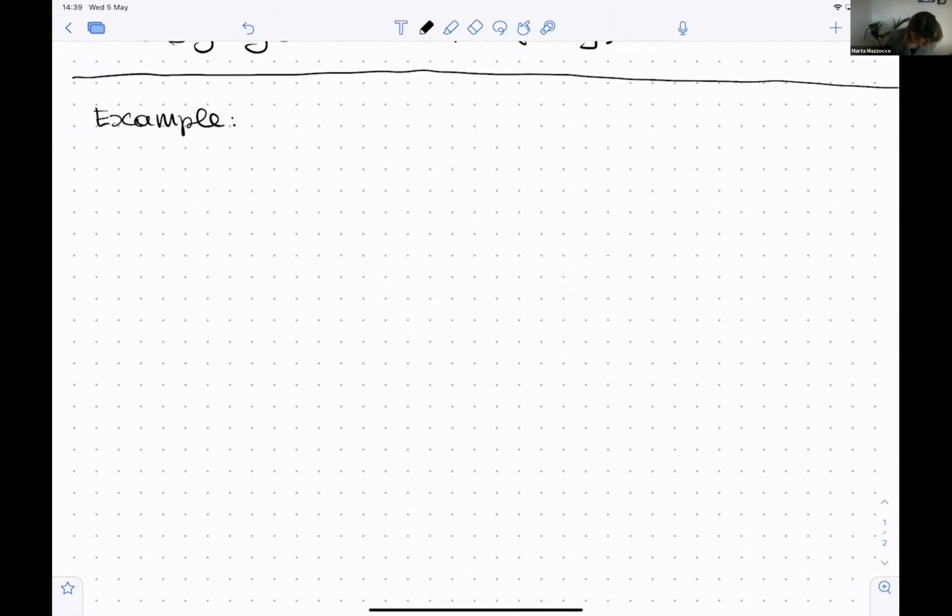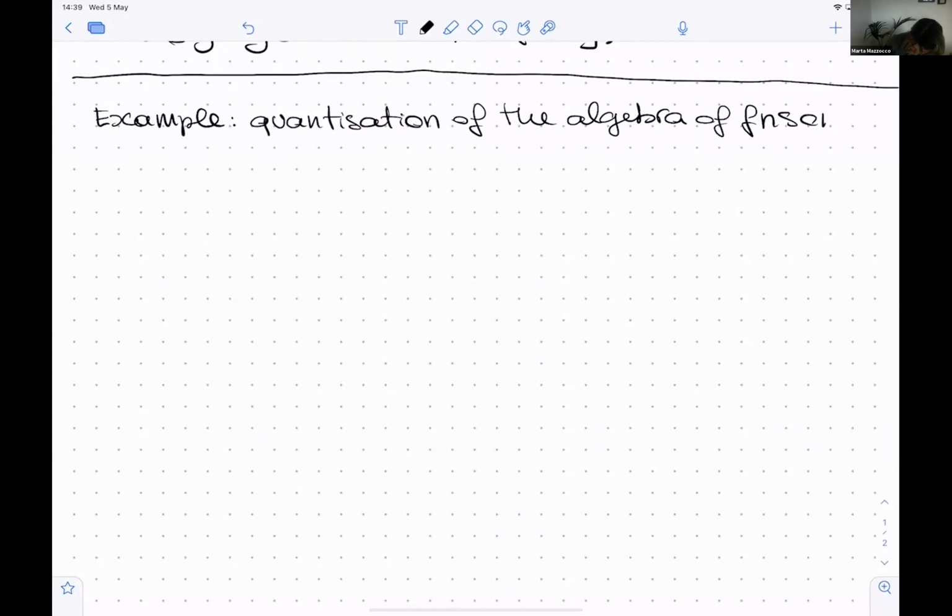And this is the quantization of the algebra of functions on the group SL2C. Okay, so we think about the group SL2C in representation.